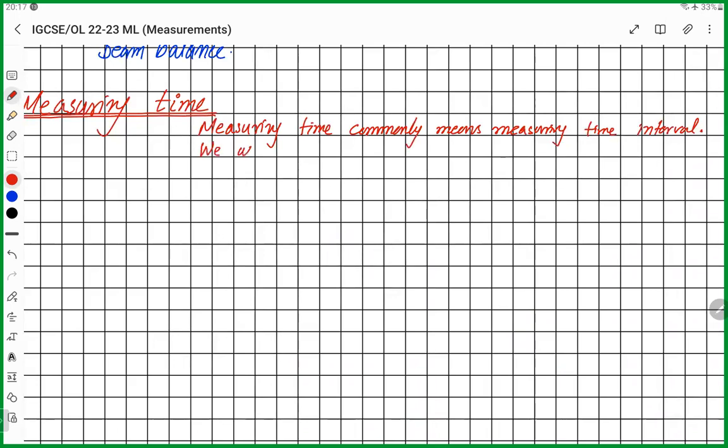We use a stopwatch for this purpose. Actually, this is only for the IGCSE syllabus that we are using stopwatch. Other things that we use to measure time are CRO, electronic timer, automated timers. There are so many things that we can use to measure time, but in our syllabus, in IGCSE, we will be doing stopwatch only.